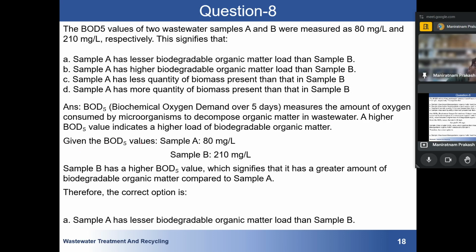Given the BOD5 values, sample B has the higher BOD value. This signifies that it has a greater amount of biodegradable organic matter compared to sample A. Therefore, the correct option is: sample A has a lesser biodegradable organic matter load than sample B. I hope this is very clear to you.